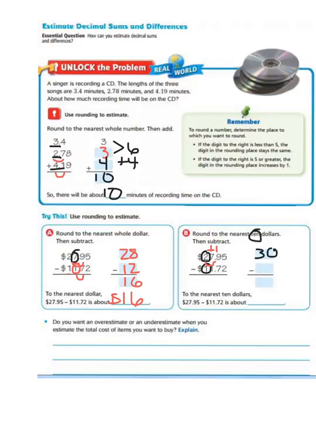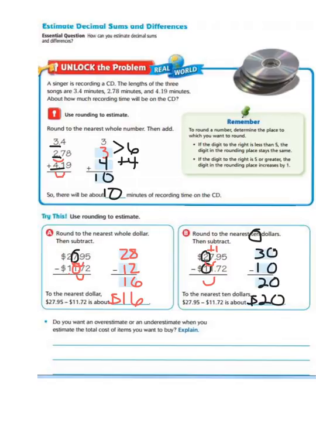Now, in our next one, we look at our 1 and look to its right, and we see we have another 1. Less than 5, let it rest. So we leave our 1 alone and replace all the other numbers with 0. So 0 minus 0 is 0, 3 minus 1 is 2. So to the nearest $10, $27.95 minus $11.72 is about $20.